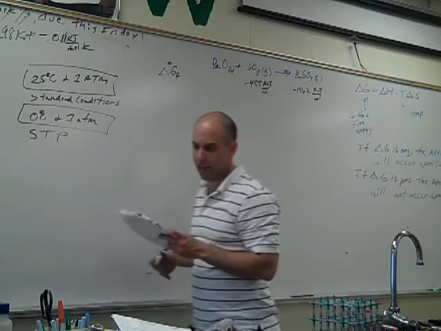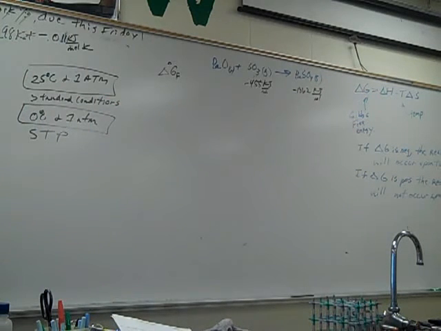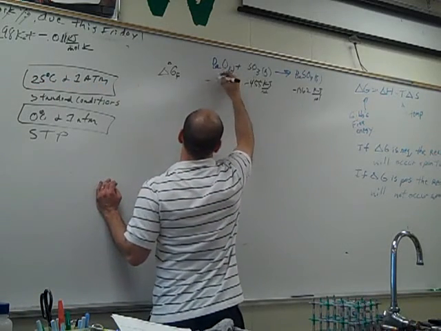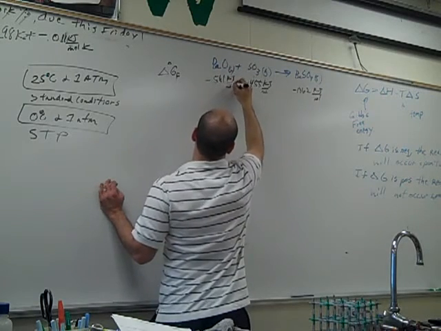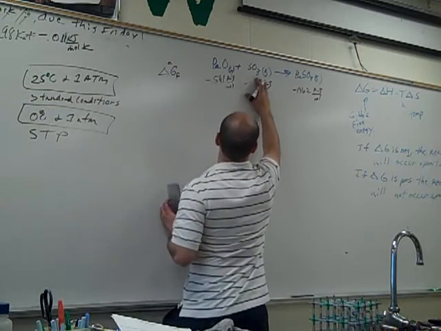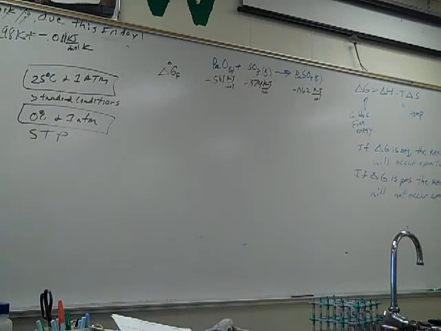Wait, SO3? Delta S for SO3 is 561, I believe. This one's not in your book. Just make sure I got that number right. Mr. Strauss, SO3, shouldn't that be negative 374? Oh, yep, it should be 374, sorry. I looked at the wrong one.